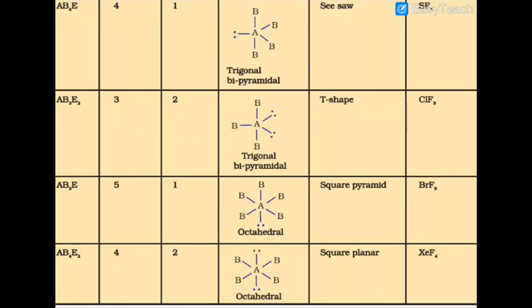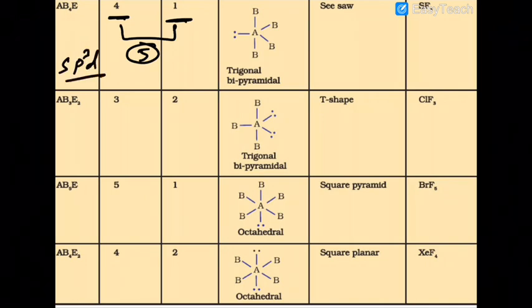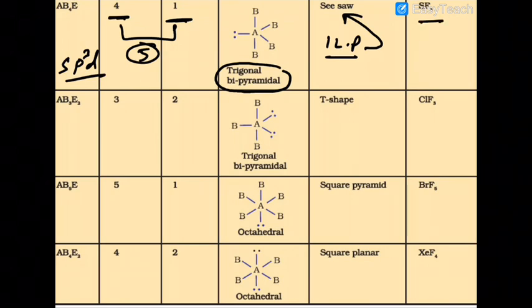Now look at the structure next. If there are 4 bond pairs and 1 lone pair, total is 5, so it is sp3d geometry. The perfect geometry should be trigonal bipyramidal, but due to presence of one lone pair, it got a seesaw structure. The answer is SF4. If there are three bond pairs and two lone pairs, you have a bent T shape, ClF3.